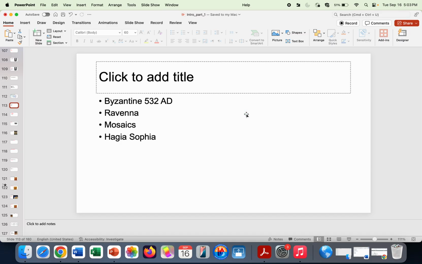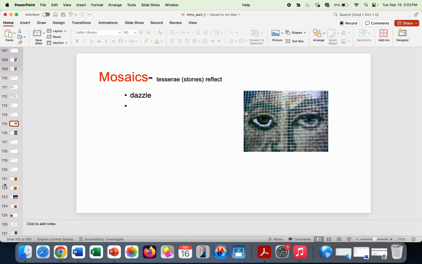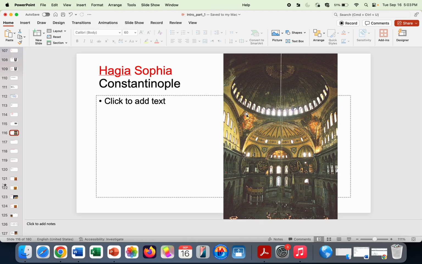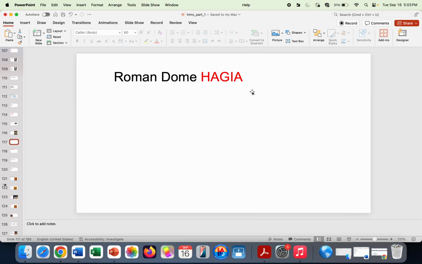So Rome kind of continues with giant buildings, but they're going to be churches. They're going to use mosaics, that's small pieces of stone. They'll put them inside the churches, and they'll be dazzling with candles. Hagia Sophia is a giant Byzantine church. It has the Roman dome here.